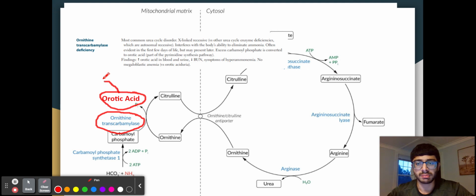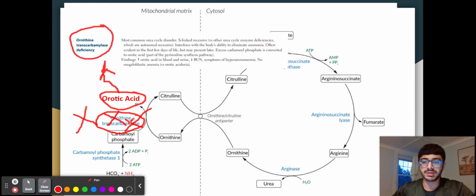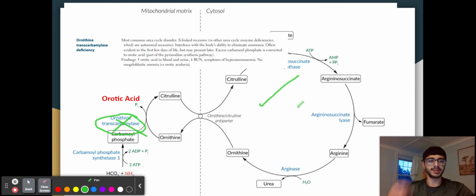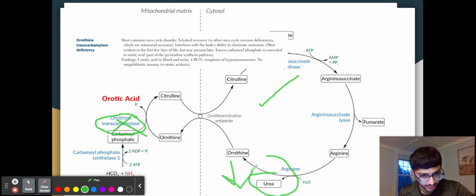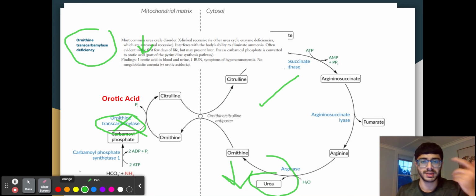This carbamoyl phosphate then goes on and spills over into orotic acid production. I probably said this wrong. The point that I'm trying to make is ornithine transcarbamylase deficiency, you don't have this enzyme. If you don't have this enzyme, your urea cycle, which is this thing over here that you probably recognize, doesn't work. If your urea cycle doesn't work, you will have low urea. So you're going to have low blood urea nitrogen. You're going to have high orotic acid and you're not going to have megaloblastic anemia. That's the point I wanted to make.